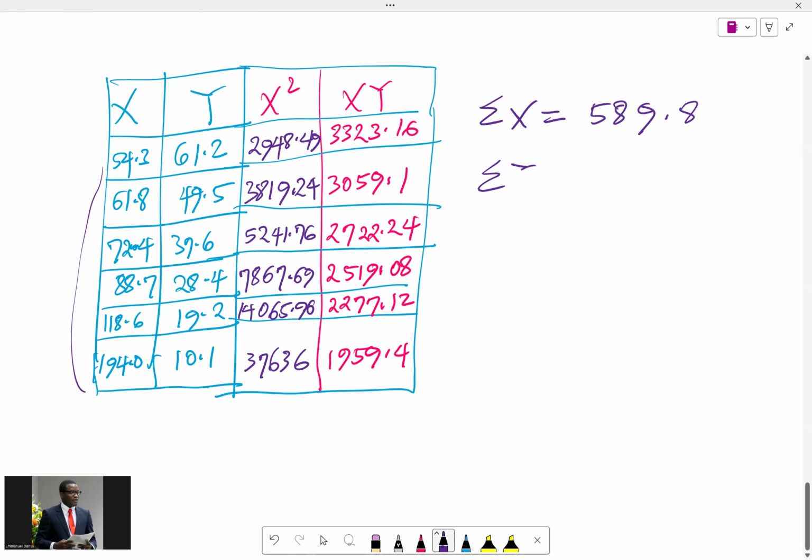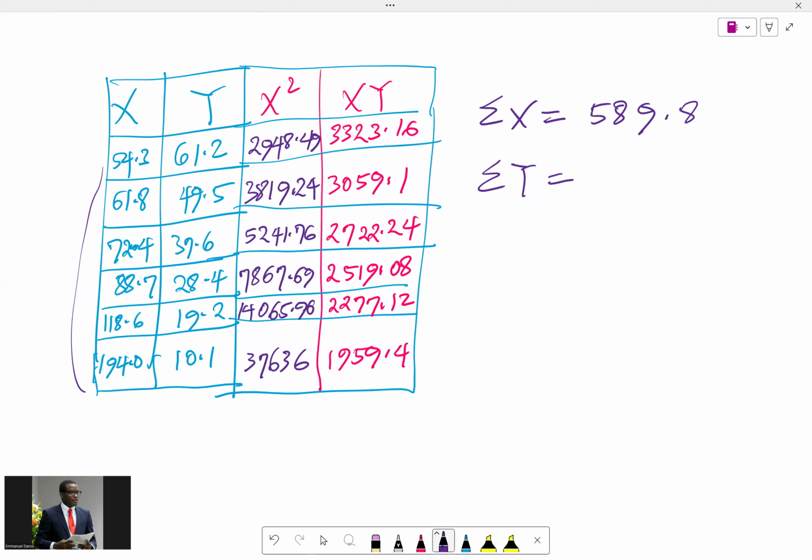So we also need summation of y. So let's do summation of y also carefully. 61.2 plus 49.5 plus 37.6 plus 28.4 plus 19.2 plus 10.1.